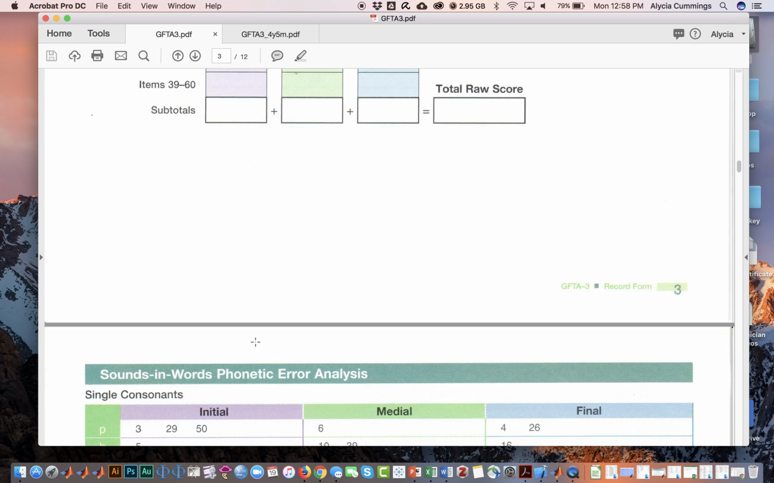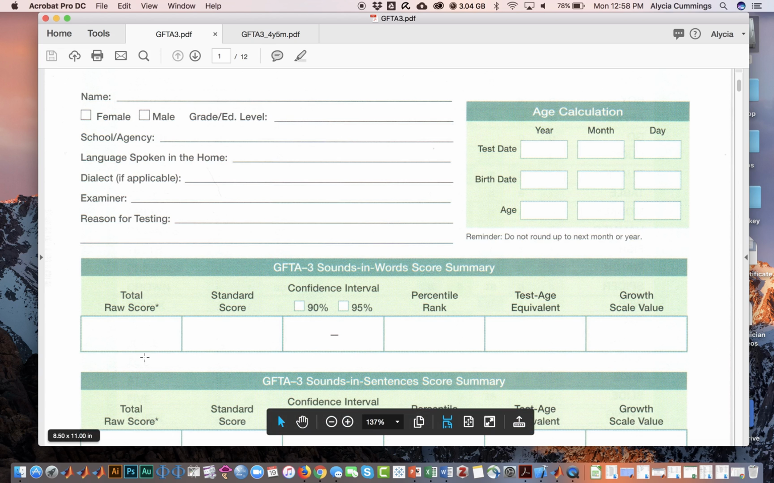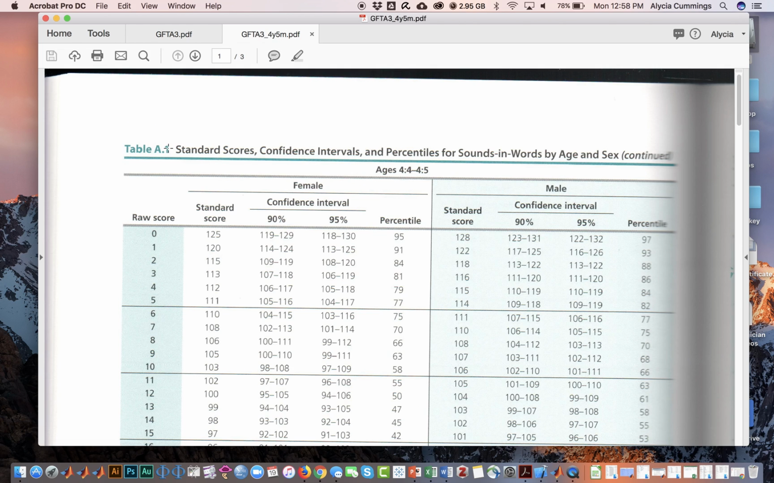And then again, going back to the first page, let's look at our first page. For sounds and words, total raw score, again, it's a number of errors, and we're looking for standard scores, confidence intervals, percentile ranks. I don't care about age equivalent or the growth scale, so we never report those. Those aren't useful. But again, for the standard scores, we're going to go over here. You're going to look in the manual. And so, for example, this kiddo here, she's for ages 4 to 4 or 5.